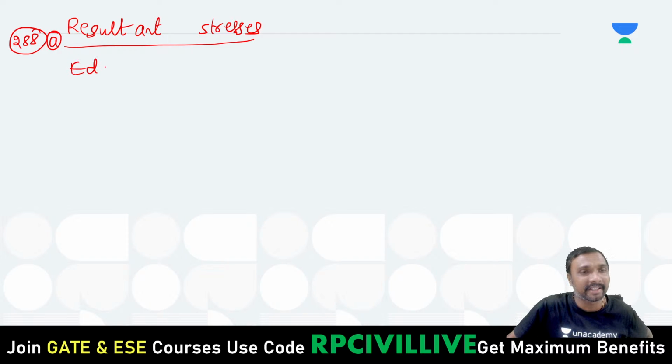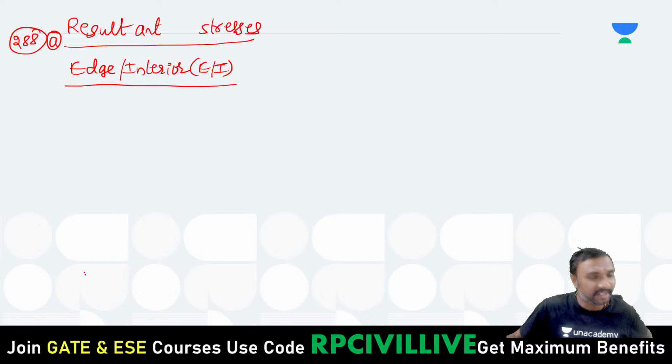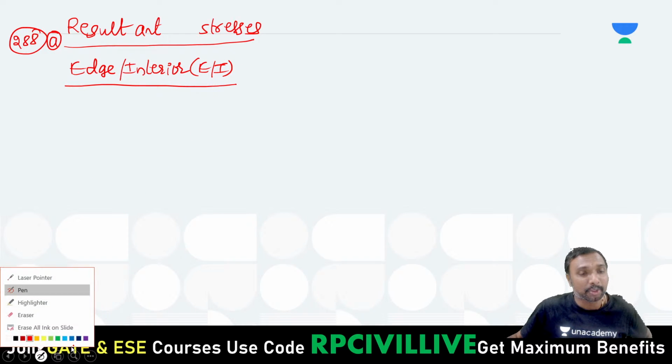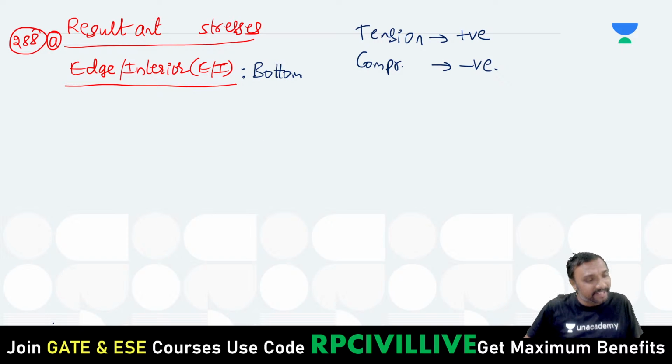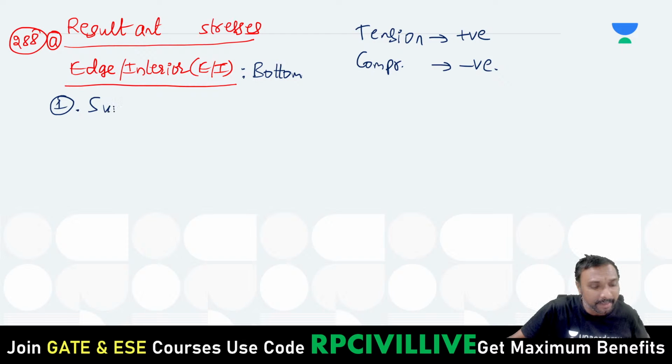First one is your edge or interior. Whenever it is at the edge portion or the interior portion, at which conditions are critical? Always for the edge or interior portion, the critical stresses will be at the bottom only. Always you calculate the resultant stress at the bottom only, because we will be taking tension as positive and compression as negative. Because concrete is weaker in tension, tensile stresses are critical, obviously. So we'll consider tension. What is the first and foremost condition? You can say summer midday.